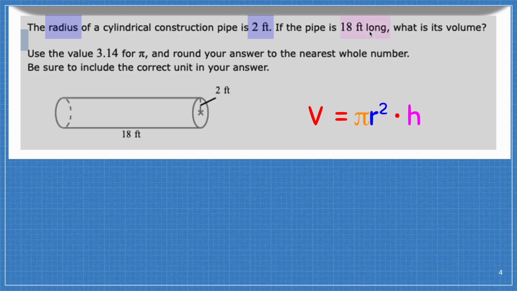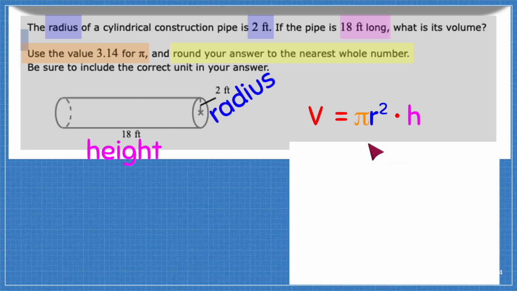If the pipe is 18 feet long, this is going to end up being our height, because if we were to stand the pipe up, that would be the height. What is the volume? That's what they're asking us. They told us to use 3.14 for pi and to round our answer to the nearest whole number. So make sure you're paying attention to all the directions. We also have to make sure to include our unit at the end, or we will get this wrong when we go to submit it. So here's my height, here's my radius. Now I'm going to plug this into my formula.